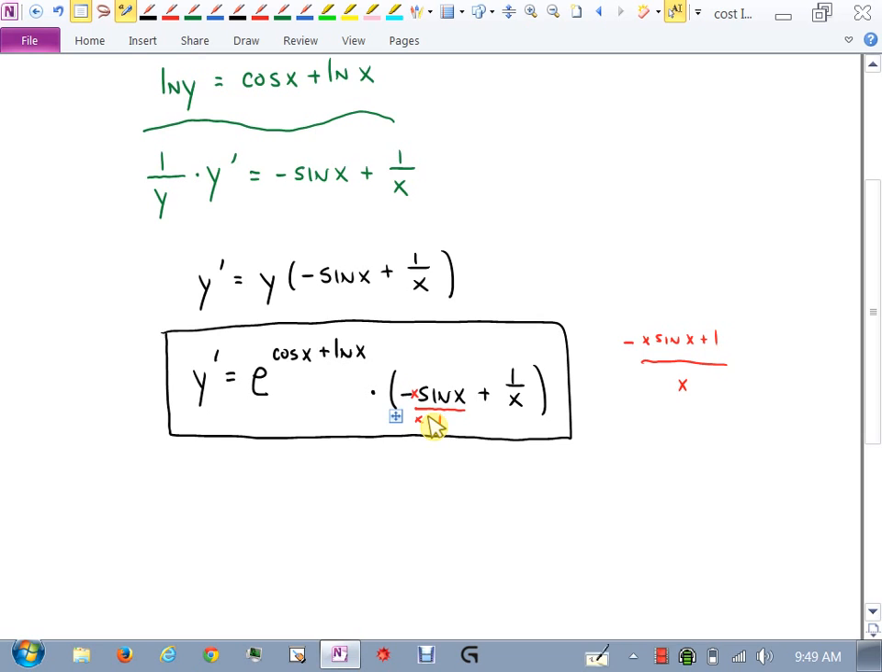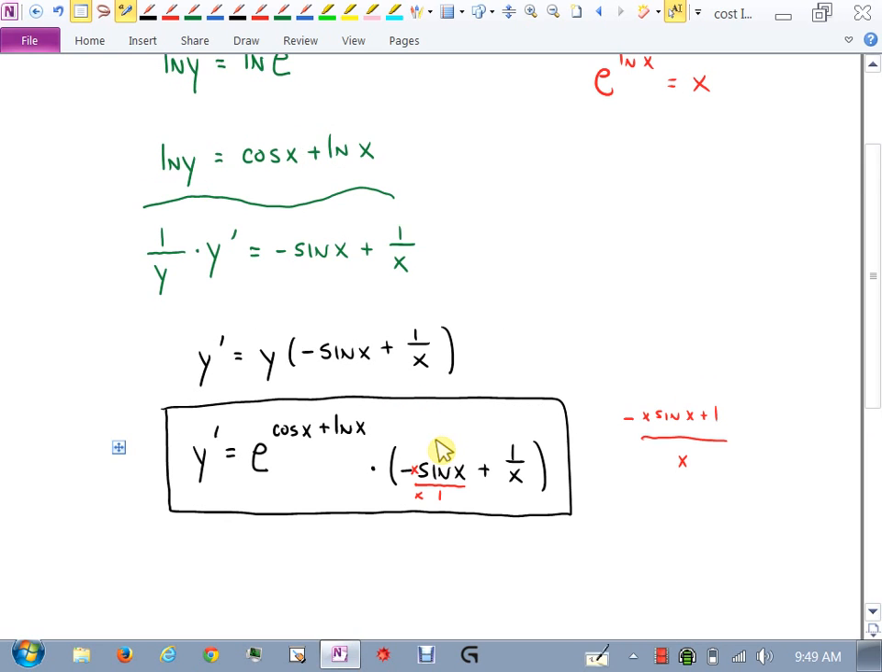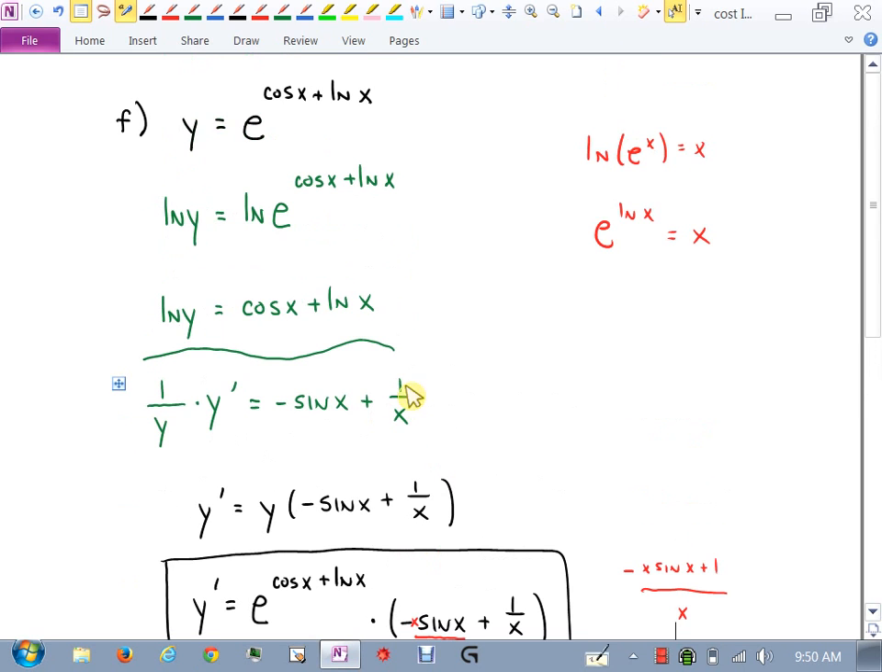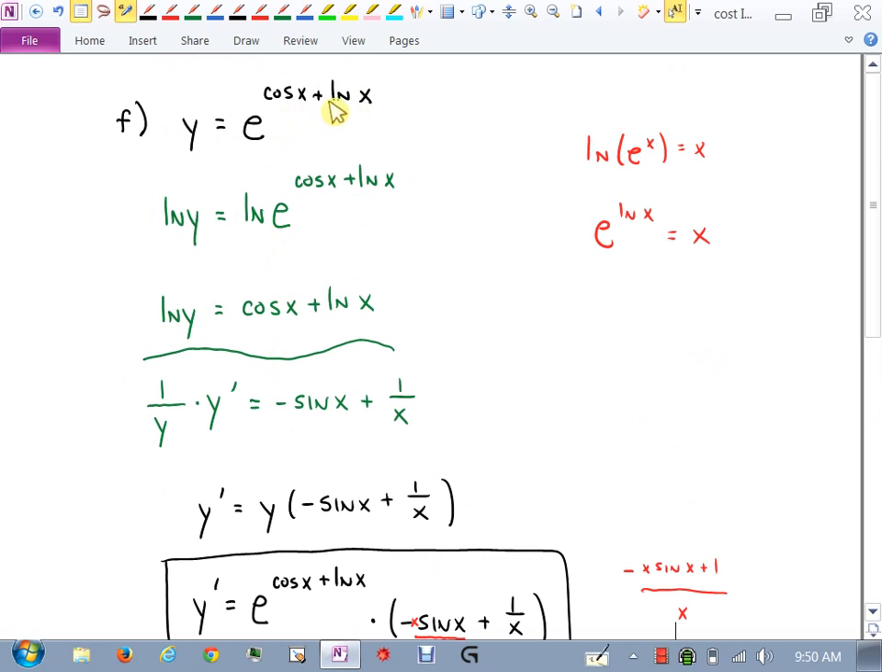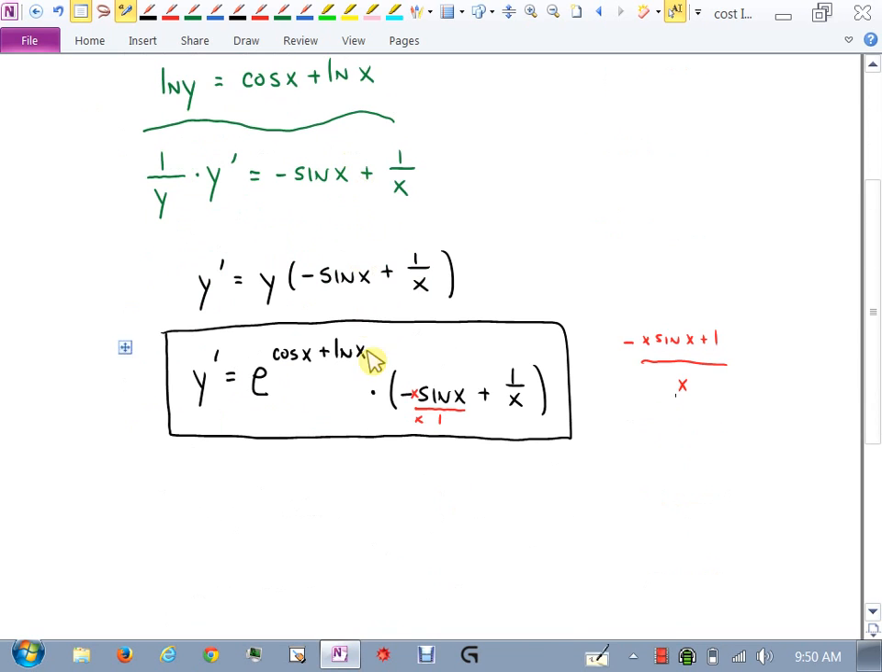In retrospect, looking back at this, I think I would have preferred to just do it the way that we did number 1 part A. What's the derivative of e to anything? Itself, right? So we just would have written this down. And then we would have said, what's the derivative of what's up here? Negative sine x plus 1 over x, and we would have been done, right?